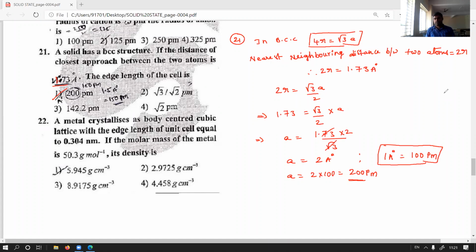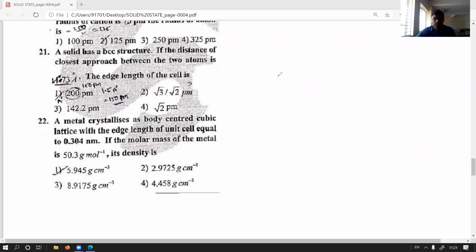1.73 angstroms. After that, according to the options, we have to convert the angstrom units into picometers, because 1 angstrom is equal to 100 picometers. We know that relation. Next, let's see the 22nd question.